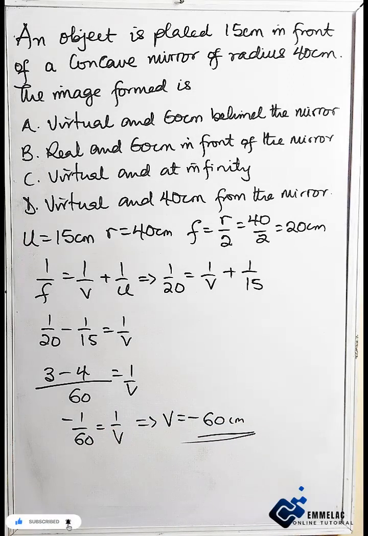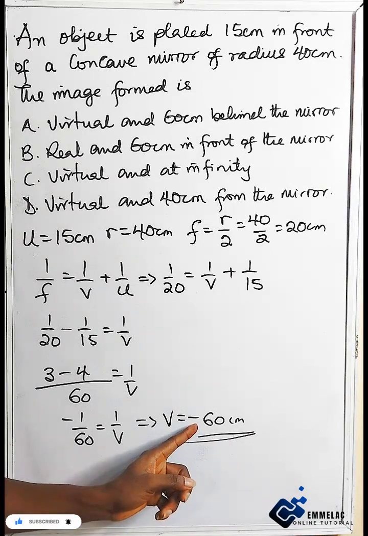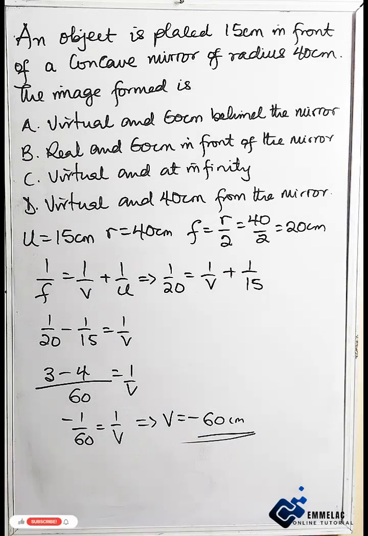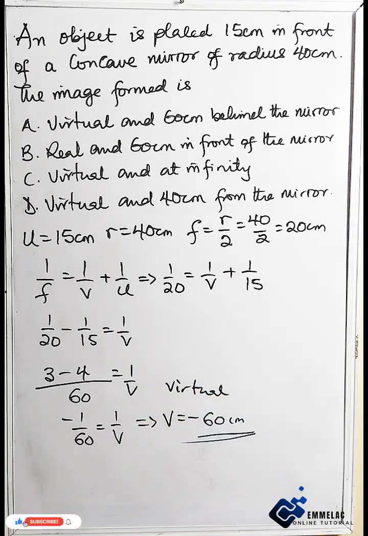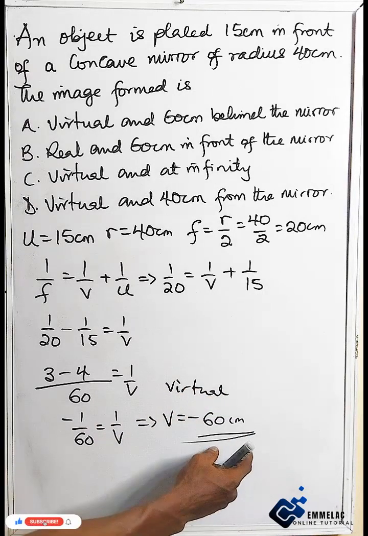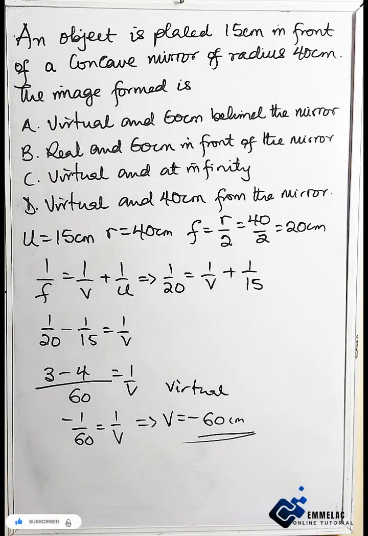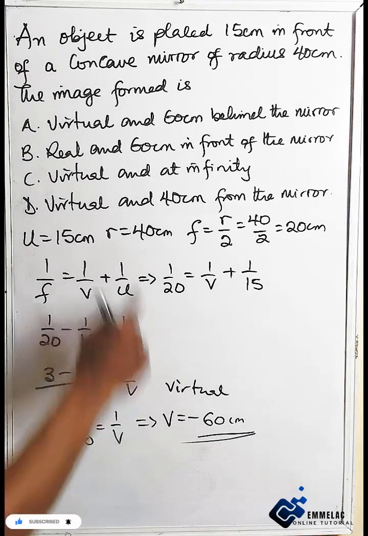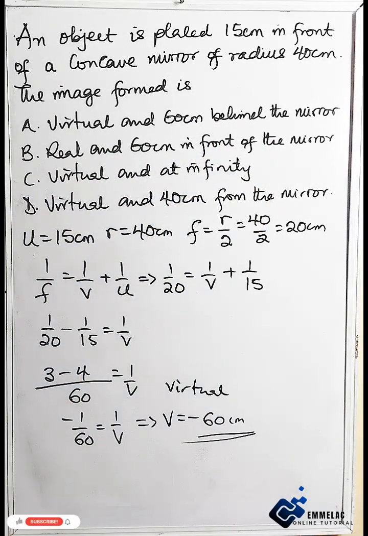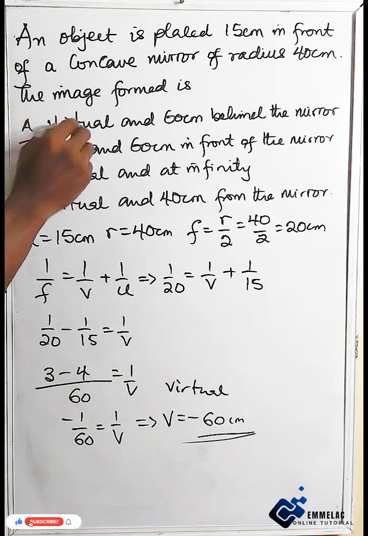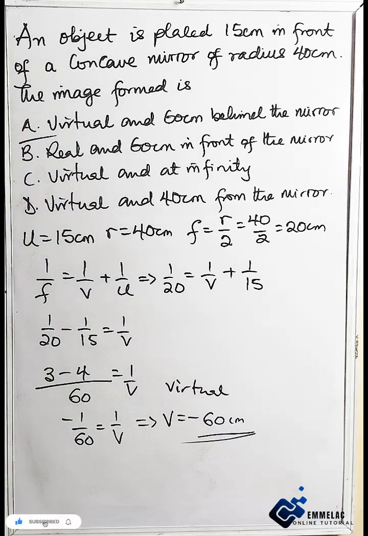Alright, so this negative 60, this negative means that the image is what? Virtual. Okay, alright, and the distance from the mirror is 60 centimeter. So to this end, virtual and 60 centimeter behind the mirror. Okay, alright, so A is the right answer.